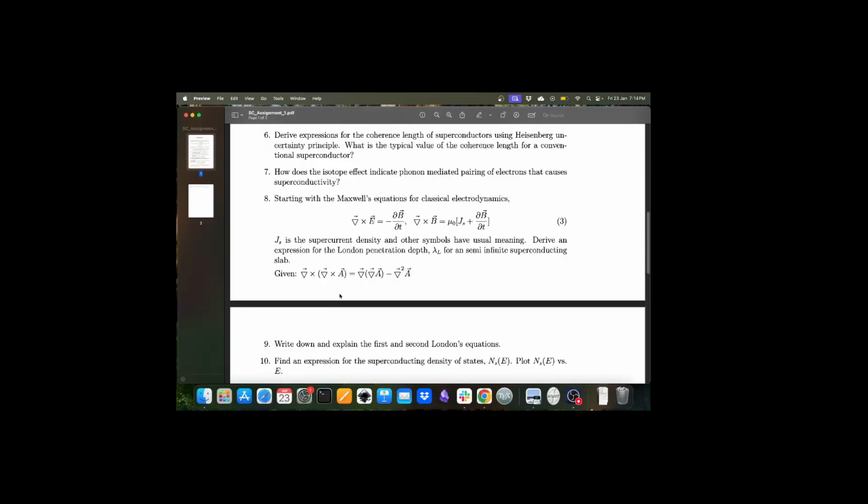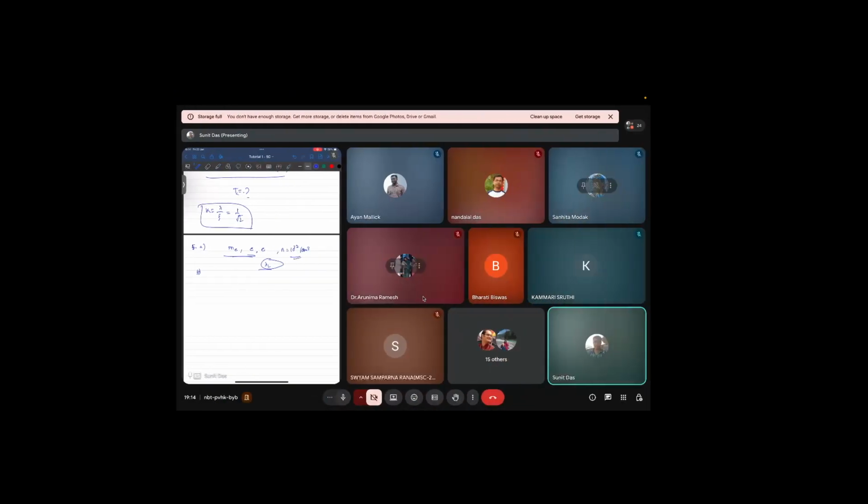And then the sixth question is: derive the expression for coherence length of superconductors using the Heisenberg uncertainty principle, and what is the typical value of coherence length for a conventional superconductor? So we need to find the coherence length xi from the Heisenberg uncertainty principle.